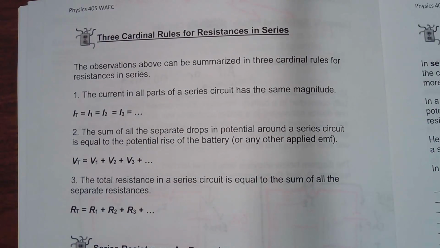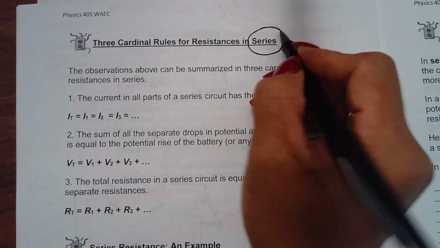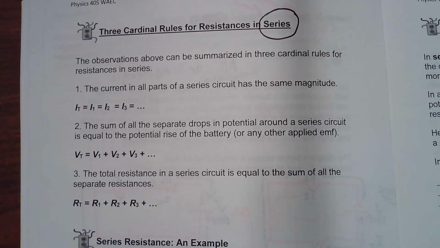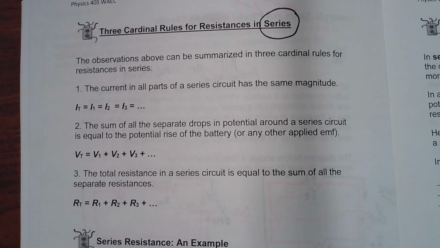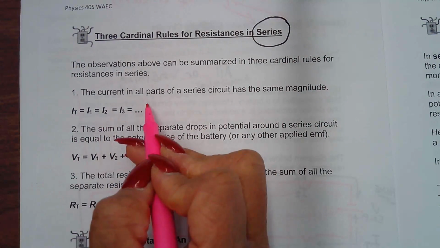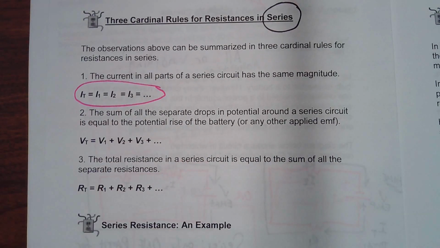So there are 3 cardinal rules. Cardinal rules meaning these are the ones that are always true. That's right, only one path to follow. So in a series circuit, we're going to summarize this in terms of current, volts, and resistance. The current in all parts of a series circuit has the same magnitude. So the total current is going to be exactly the same.